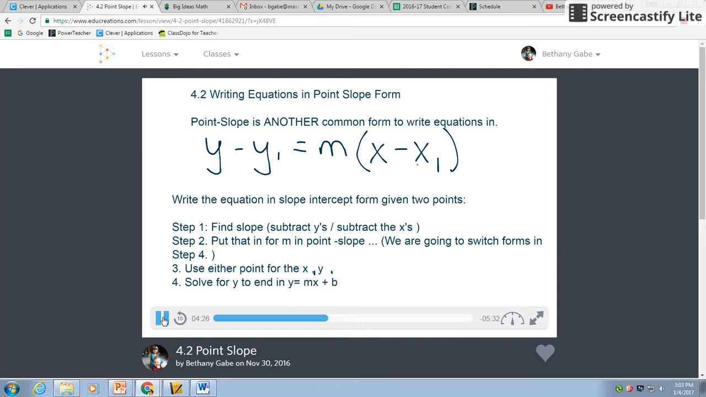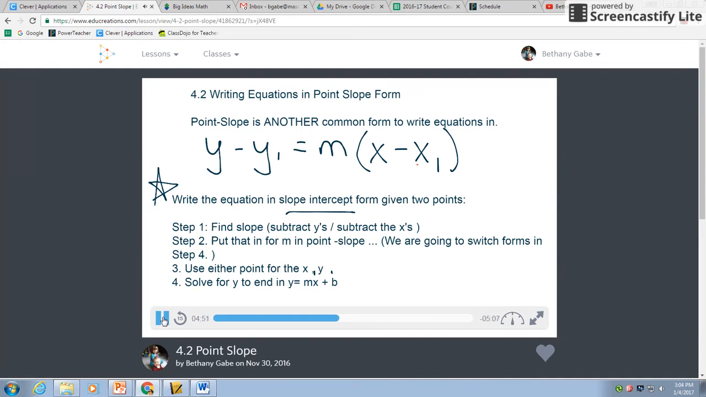Okay, so the next part, you get to switch between forms, and the question says, write the equation in slope-intercept form given 2 points. And you might be confused, like, hey, wait, I thought we were doing point-slope form. Why are we switching back to slope-intercept form? Well, these forms are interchangeable, and you have to know when it's appropriate to use one and when it's appropriate to use another.